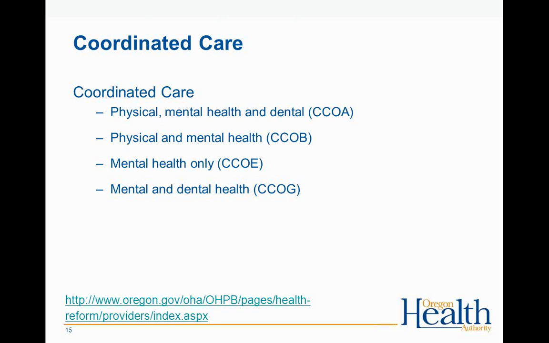All right, just some of the codes you might see for coordinated care. It's CCO followed by a letter. That letter determines which types of service are covered by that CCO. So you'll see CCOA is physical health, mental health, and dental. B is physical health and mental health. E would be mental health only. G would be mental and dental health. And you might see these codes listed in some of our eligibility systems. So I do want to make sure you're aware of those.